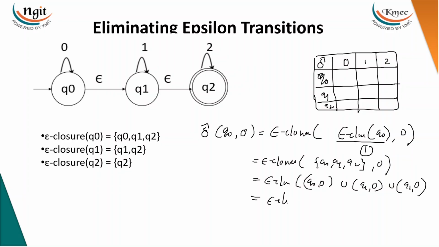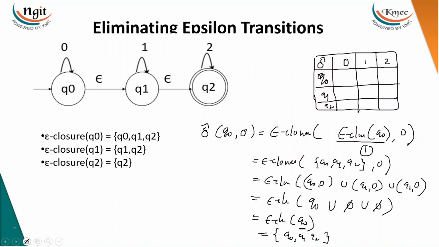So epsilon closure of what is Q0 comma 0? We are going to Q0, union Q1 comma 0, no transition. Q2 comma 0, no transition. Then Q0 union empty set, you will get the epsilon closure of Q0. What is the epsilon closure of Q0? We have already got Q0, Q1, Q2. Then you can write here Q0, Q1, Q2. That's it.